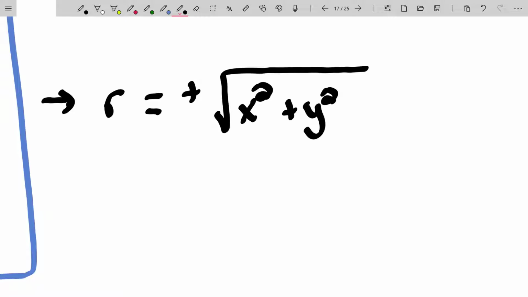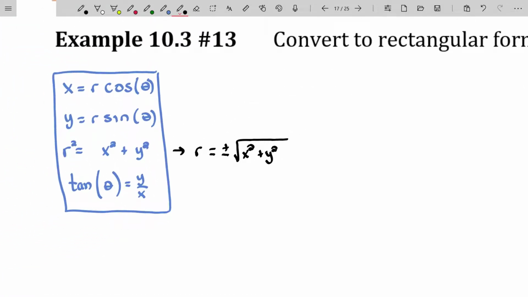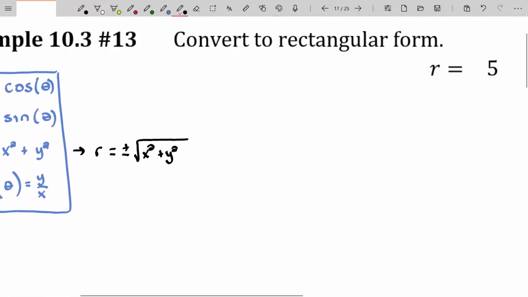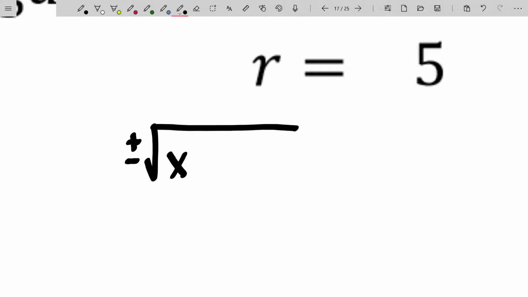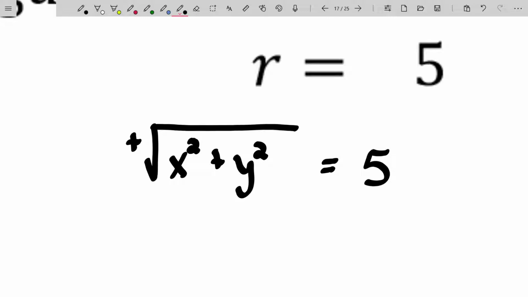However, in reality, the radius could be negative. It could be one of the other representations. So just letting you know, r is equal to plus or minus the square root of x squared plus y squared. If you insert that here, you would get plus or minus the square root of x squared plus y squared is equal to 5. Now, the fact that 5 is positive really removes the negativity from that. So in this case, the square root of x squared plus y squared has to have a positive in front of it because we're dealing with a positive 5.